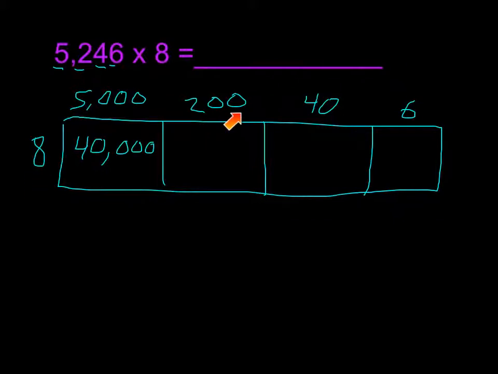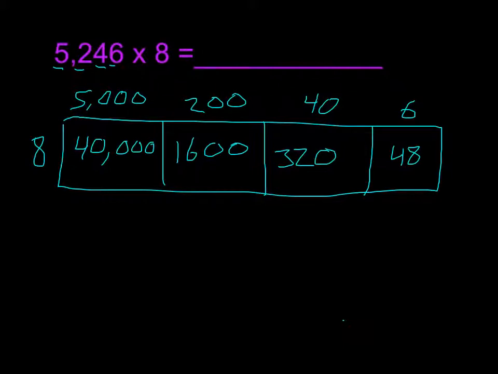We have an 8 times 2 hundreds. So we're looking at hundreds. 8 times 2 is 16. So 8 times 200 is going to be 16 hundreds. Then we have 8 times 40, or 8 times 4 tens. 8 times 4 is going to be 32. 32. And if it's 32 tens, then I need to put in my 0. And then we have 8 times 6 is 48.